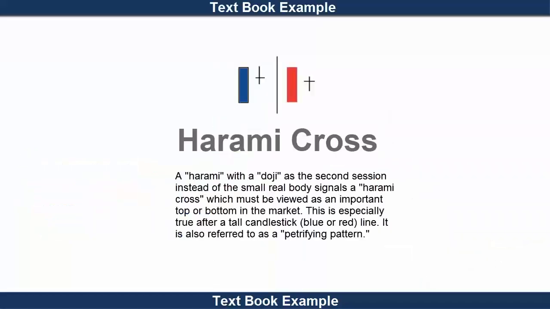A harami with a doji as the second session instead of a small real body signals a Harami Cross, which must be viewed as an important top or bottom in the market. This is especially true after a tall candlestick, blue or red line. It is also referred to as a petrifying pattern.